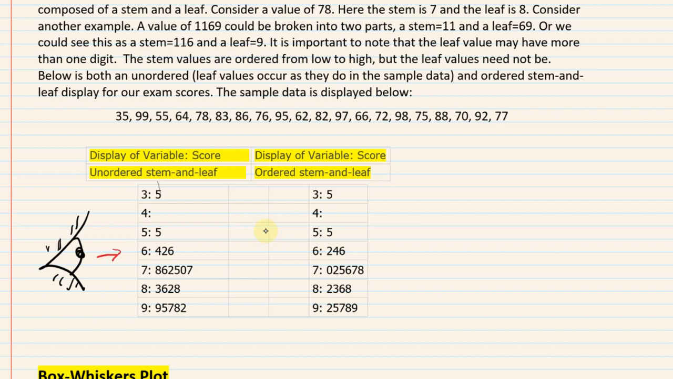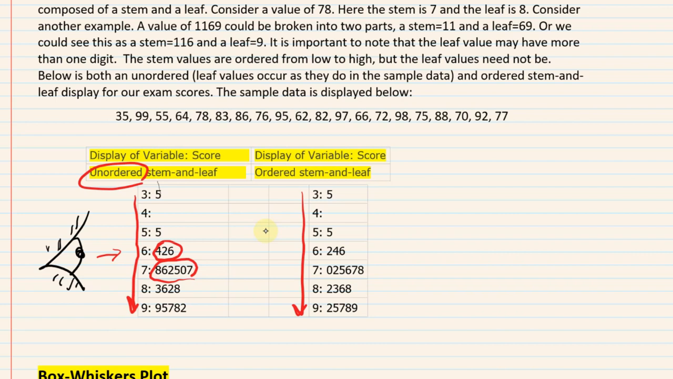Now, the difference is that one is unordered, the natural ordering that it appears in our data set, and the other one is ordered. Now, what do we mean by unordered? The stem values are ordered. You see that 3, 4, 5, 6, 7, 8, 9. These are always ordered. We don't mix those. But the leaf values are unordered. So look at here. See, 4, 2, 6. They appear in the natural order that they appear.